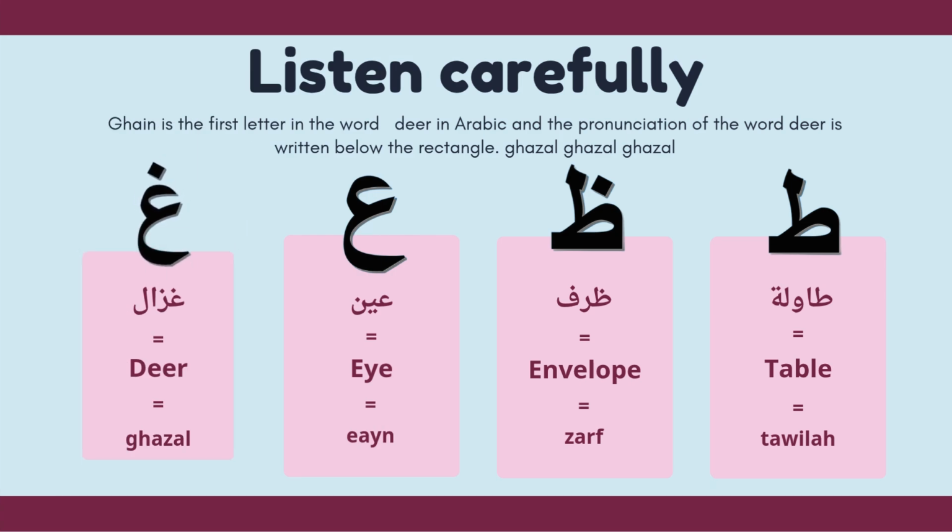Ghain is the first letter in the word deer in Arabic, and the pronunciation of the word deer is written below the rectangle. Ghazal.